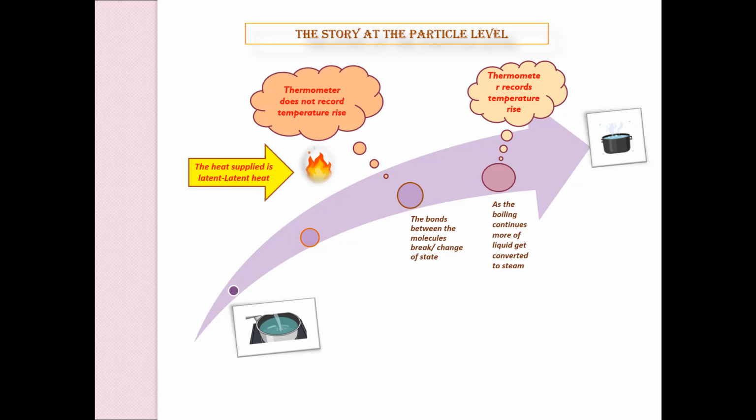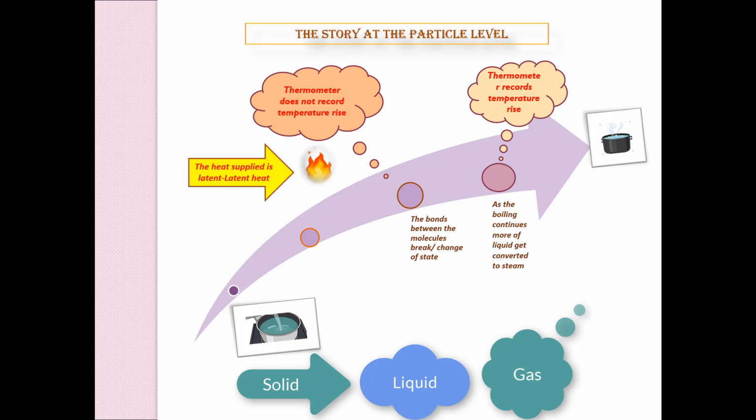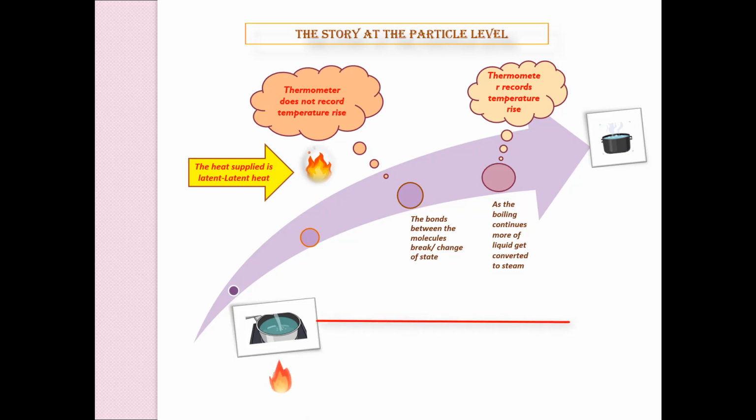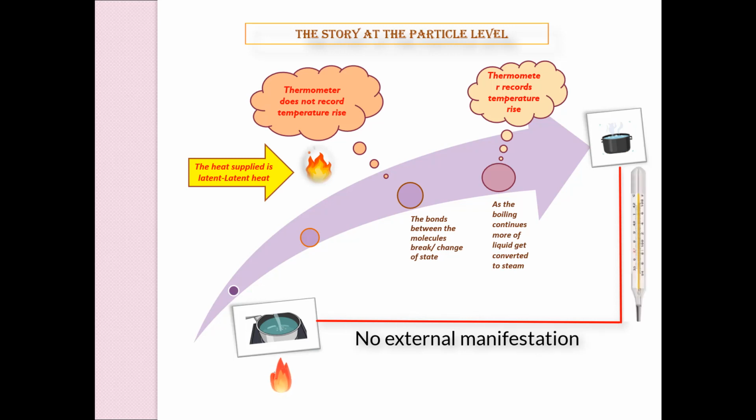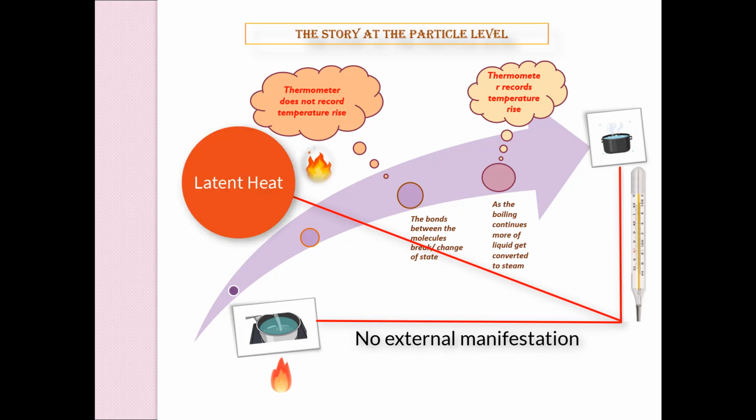So remember, whenever there is any change of state, maybe from a solid to a liquid or from a liquid to a gas, there is always a certain amount of time in which the molecules invest this heat or this energy to break the bonds to get converted into the next level. Same is the condition when you gradually cool the substances. This heat will never have any external manifestation in the thermometer and hence is called the latent heat.